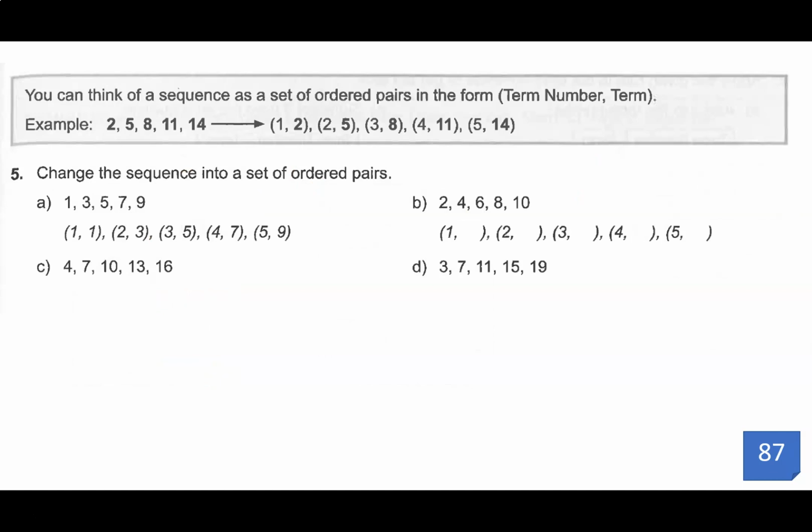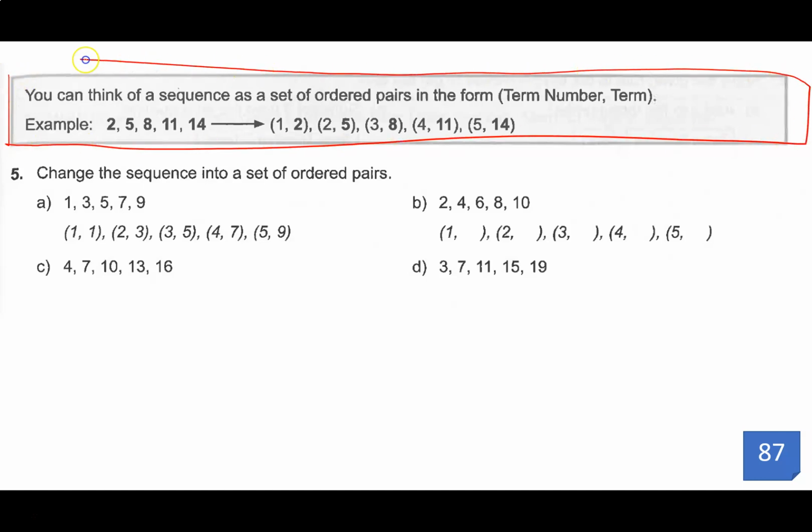Question 5 says, change the sequence into a set of ordered pairs. Remember, this would be done if someone wanted to graph this set of numbers. Changing these numbers to a set of ordered pairs is the first step. So, remember, in Jump, you can always look at these gray boxes as an example. The first one, 5A, has also been done for you. I'm going to jump right to B.